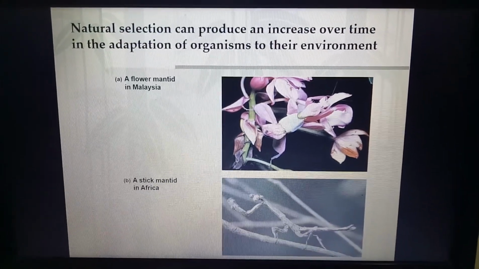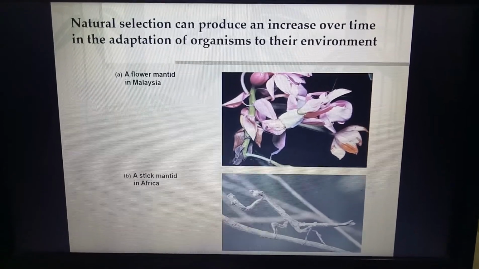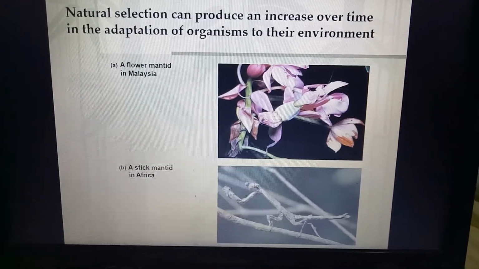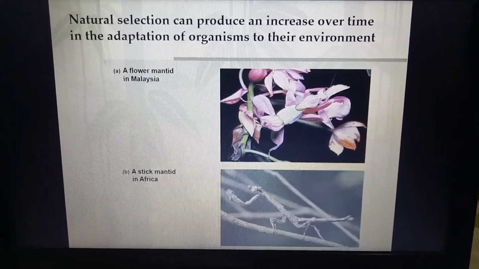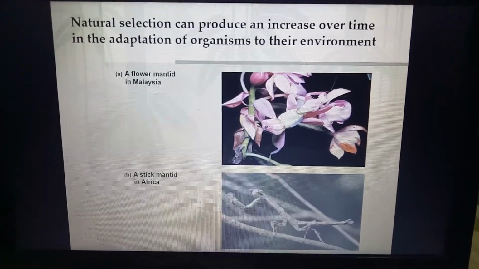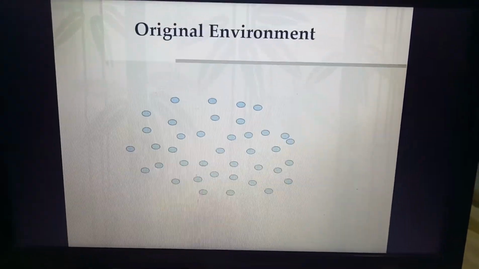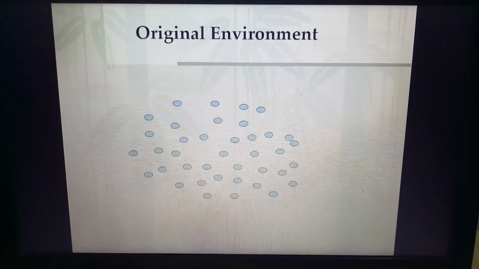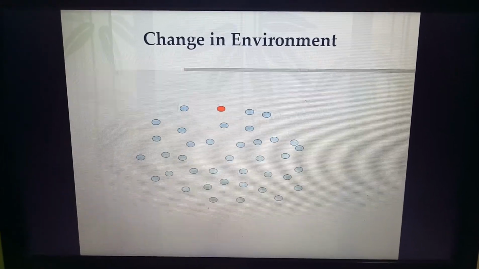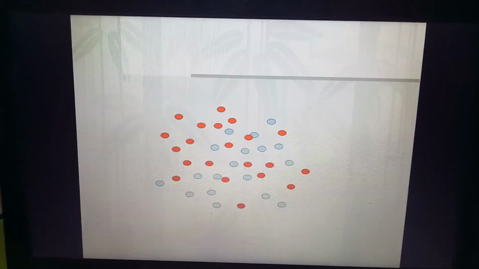Natural selection can produce an increase over time in the adaptation of organisms to the environment. For example, here if you look at this, these are the differences between a flower mantis in Malaysia and a mantis in Africa. Okay, they are different because they are adapted to their surrounding environment. So this is what happened from the original environment, a change in environment, the red color one, over time, and they actually became dominant after some time.